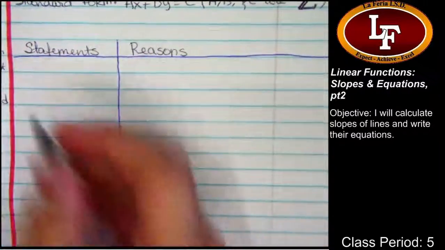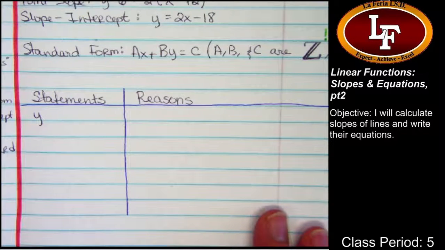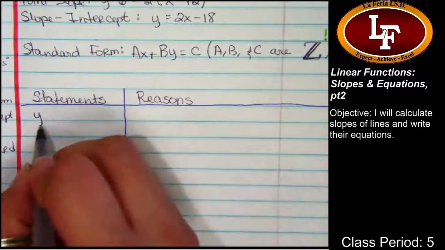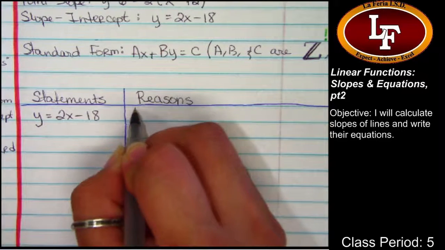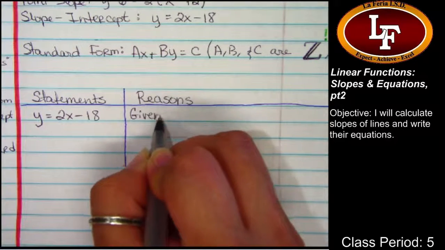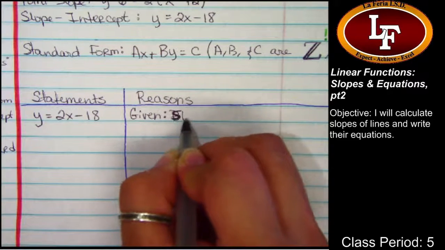Here we go. So I'm going to start with the slope-intercept form from the do now. And the reason I'm writing it is because it was given to me. And it's the slope-intercept form.